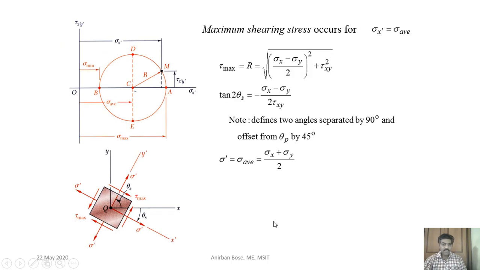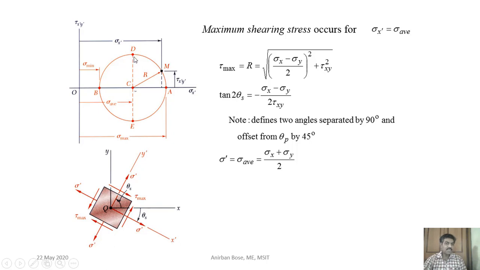Now we can also find out the maximum shear stress, and that maximum shear stress for sigma x prime is equal to sigma average. If you see the diagram, the in-plane maximum shear stress occurs at which point? You can see it occurs at this point, because the ordinate of any point indicates the shear stress, and at which ordinate is it maximum? At the point D, because at that point the value of tau is maximum. So this is nothing but the radius of the circle.